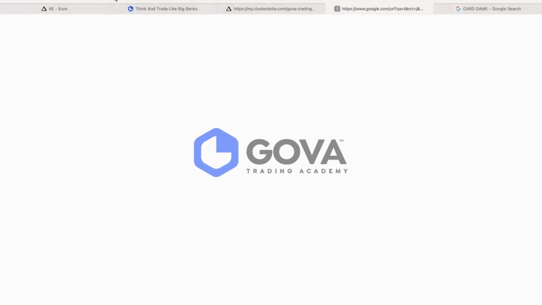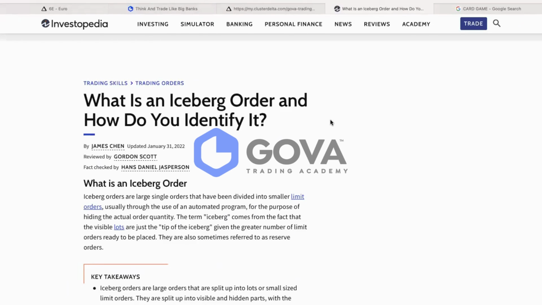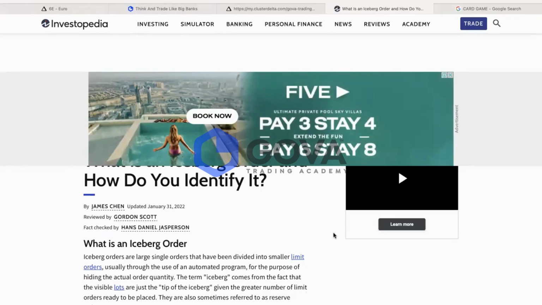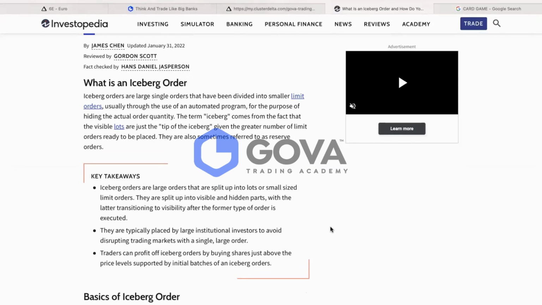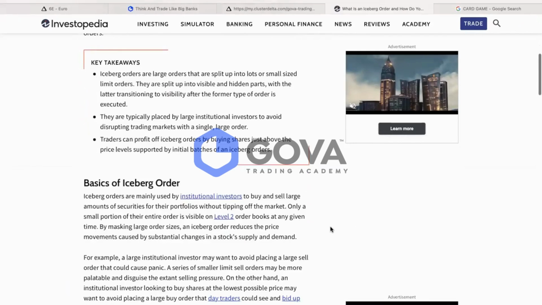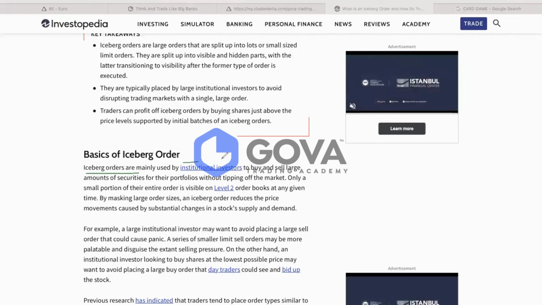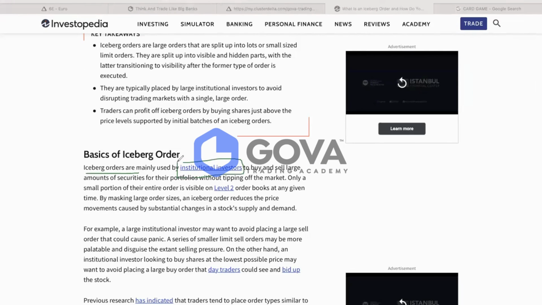All right. Let's look at this definition here. On Investopedia, you can see what it says. Iceberg orders are mainly used by who? It is mainly used by big banks and institutions. They usually use it to buy or sell large amounts of orders in the market. Then they usually divide it into smaller pieces. Can you see that?